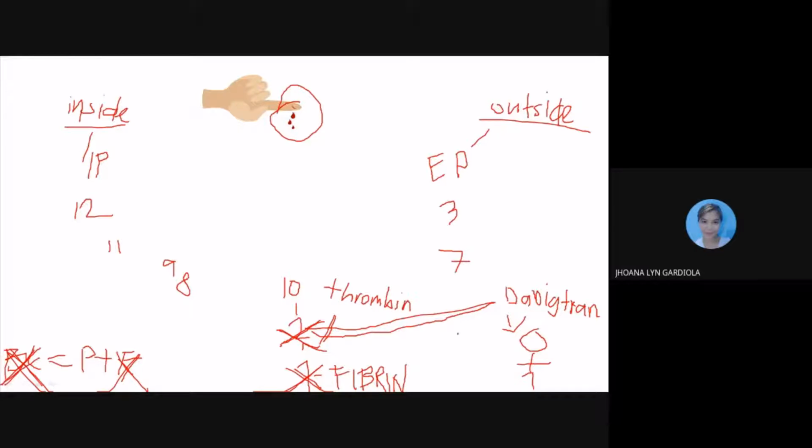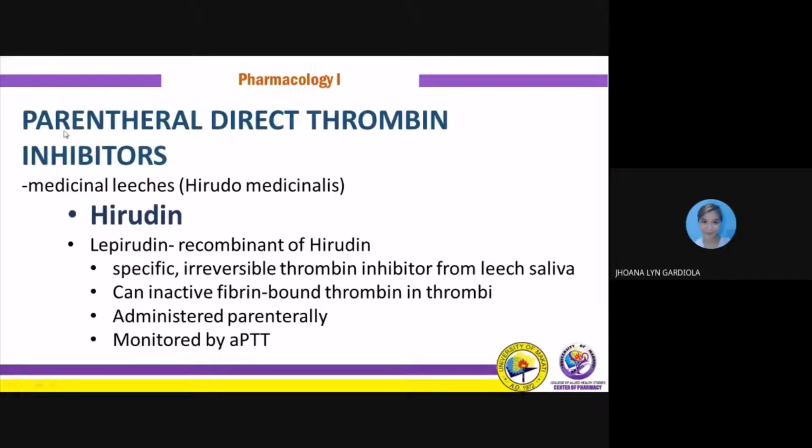And that's exactly how this drug works. Una, mag-bind muna siya sa active site ng thrombin, which is the factor 2, and eventually, pag na-block nyo na, mabablock nyo na din yung fibrin. And pag na-block na natin yung fibrin, ma-prevent na natin yung blood clot. So here, parenteral direct thrombin inhibitors, or DTI.